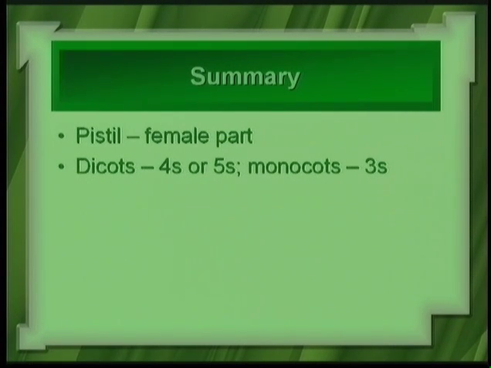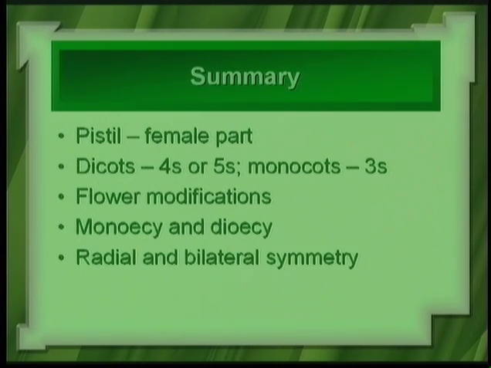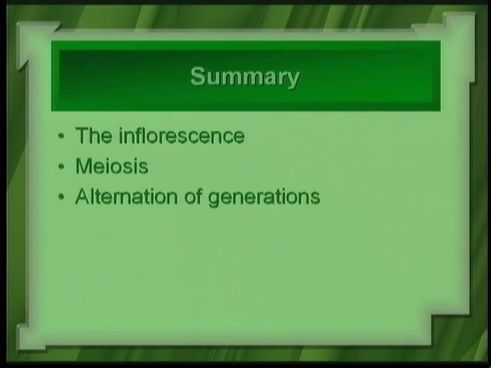We also talked about the fact that dicots have flower parts in 4s or 5s, monocots have floral parts in 3s. We also talked about different kinds of flower modifications: perfect flowers, imperfect flowers, complete flowers, incomplete flowers. We talked about monoecious and dioecious, unisexual flowers. We talked about radial and bilateral symmetry. We also talked a little bit about the inflorescence, which is just a grouping of flowers. We talked about the head, or capitulum. We talked about meiosis. And we also talked about the alternation of generations.